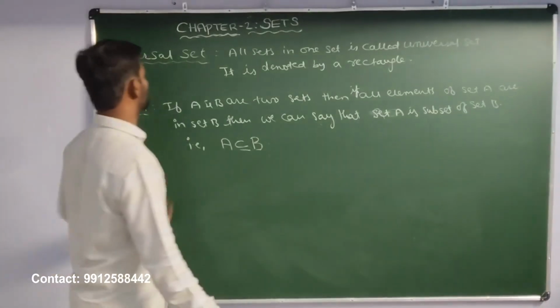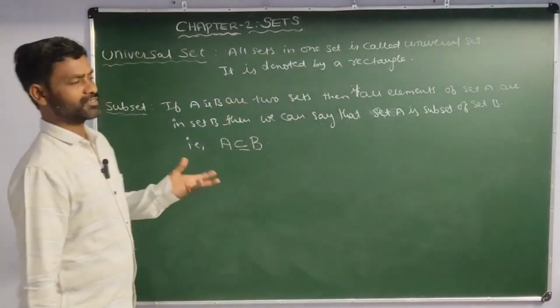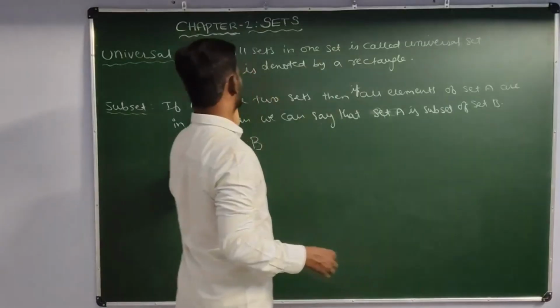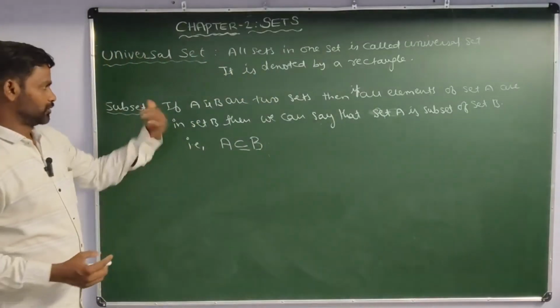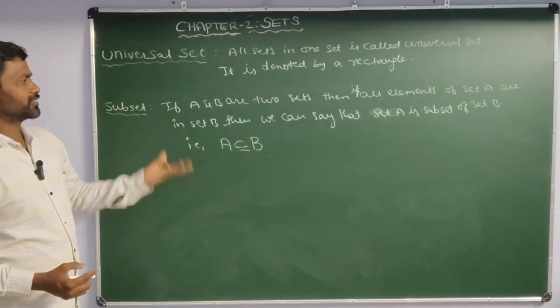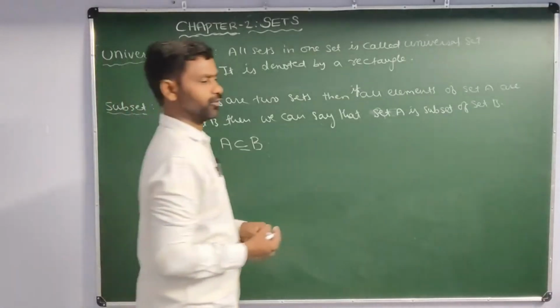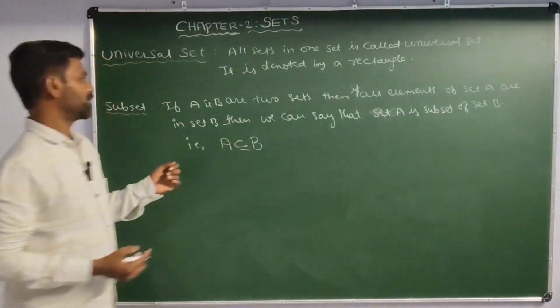Okay, students, next: universal set. A universal set is nothing but the set that contains all the sets under consideration. It is denoted by a rectangle. In the next class you will be able to understand it very easily in pictures or figures.